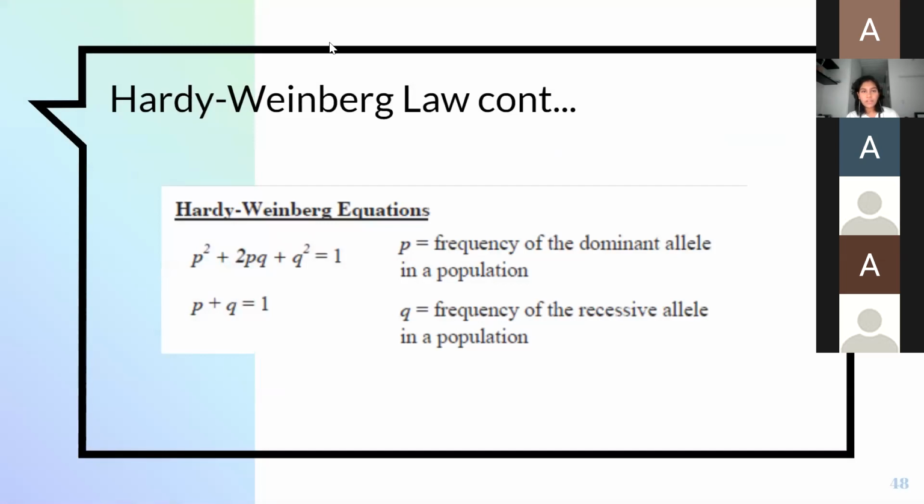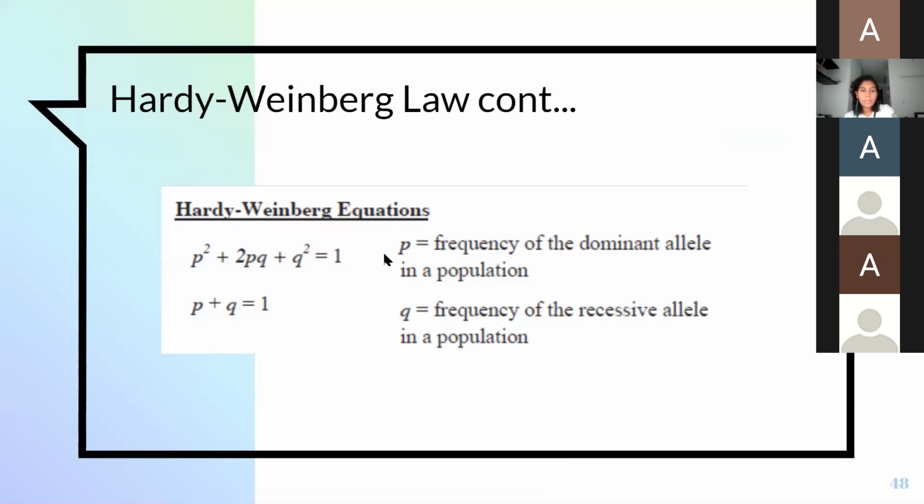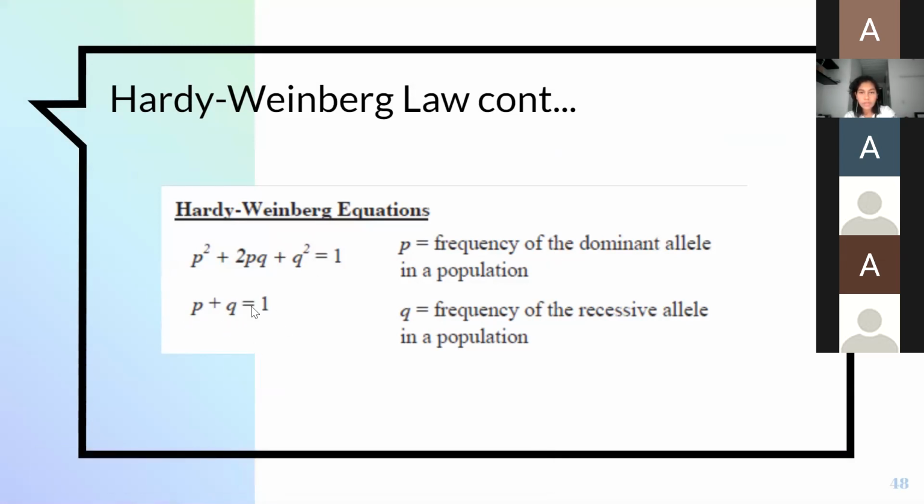And these are the two equations that you need to know when it comes to Hardy-Weinberg law. So yeah, just going quickly through it. P is the frequency of the dominant allele, whereas Q is the frequency of the recessive allele. Since there are only dominant and recessive alleles, when you add those alleles, it always has to equal one, being 100% essentially. And this is the second one, which is P squared plus 2PQ plus Q squared.